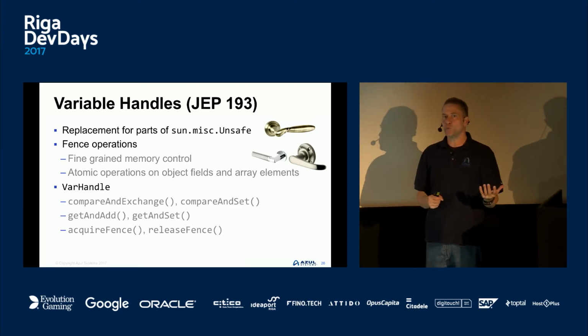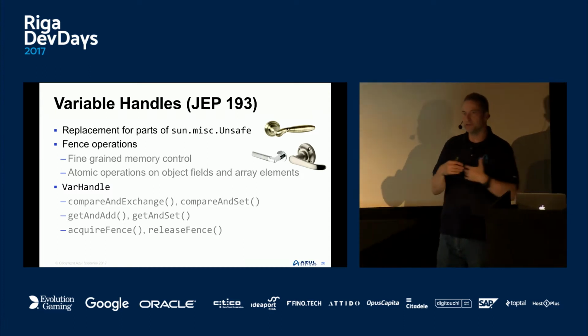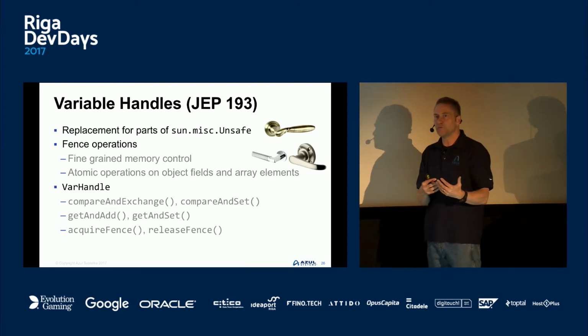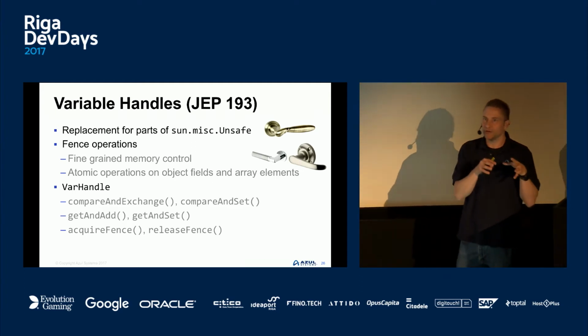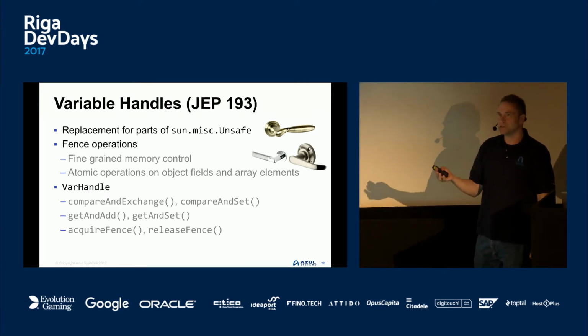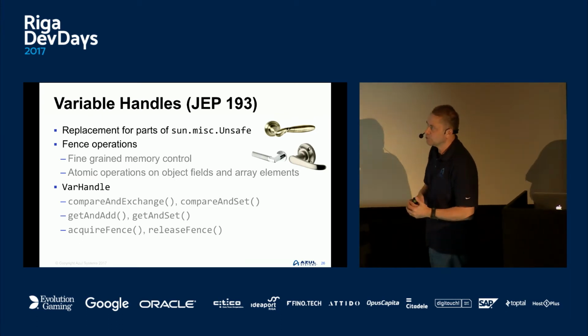Now, you can do that with the classes which are introduced in the concurrency utilities. So there's an atomic class, you can do atomic operations through that, but it's quite heavy in terms of overhead. So for people who are really trying to get down into the very, very low-level performance, they use sun.misc.Unsafe, and they use the memory fencing and atomic operations.